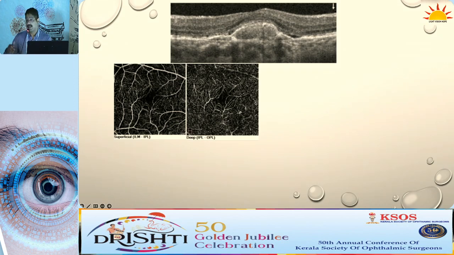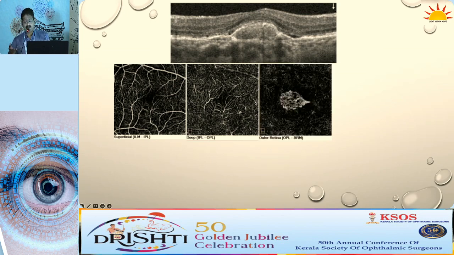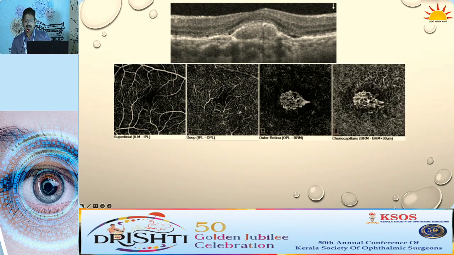Now, this could be either a type 2 CNVM or probably it might be a projection artifact. Then you look at the avascular slab, you will see a well-formed membrane over here. And in the choriocapillaris slab, you can see the CNVM over here with the perilesional halo. So that's how you go about a case. You see the structural OCT, you get the en face image, and you go through each segment.